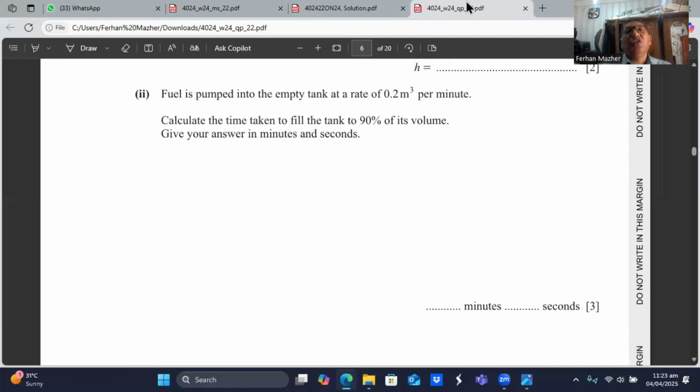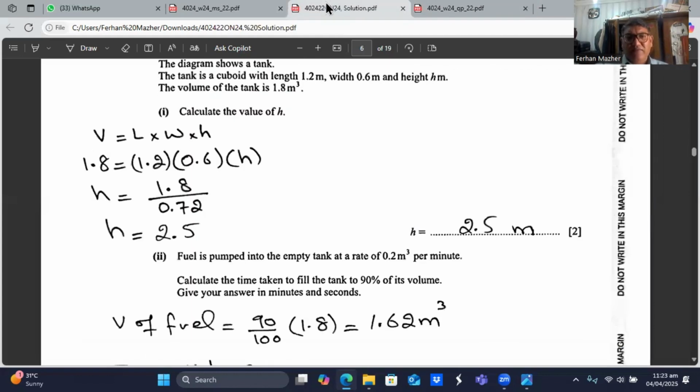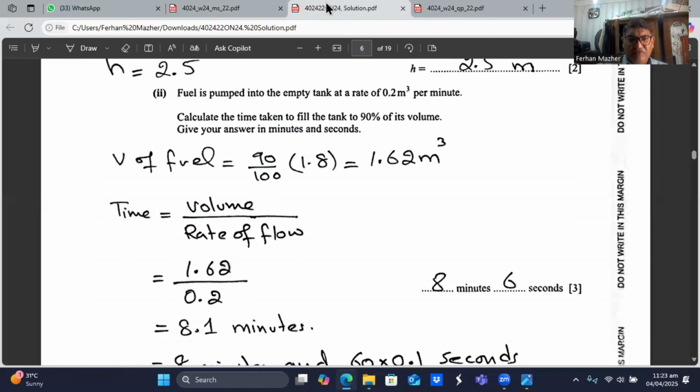He says, fuel is pumped into the empty tank at a rate of 0.2 meter cube per minute. The rate of the flow is given, 0.2 meter cube per minute. Calculate the time taken to fill the tank to 90% of its volume. Give your answer in minutes and seconds. So we know the total volume of the tank, and we will find the 90% of that.